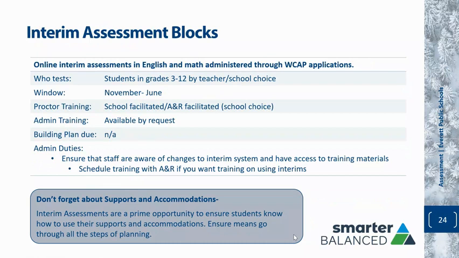Interim assessment blocks are open. Those are those online interim assessments in English and math that we use the regular WCAP, the Washington Comprehensive Assessment Program portal application, to do. That's for students in grades 3 through 12, but it's by teacher or school choice. The window opened in November and will close in June. Please be thoughtful about giving interims in June. If you want to talk about that more, give me a call at 4057.